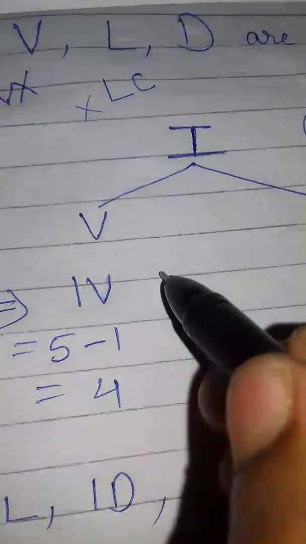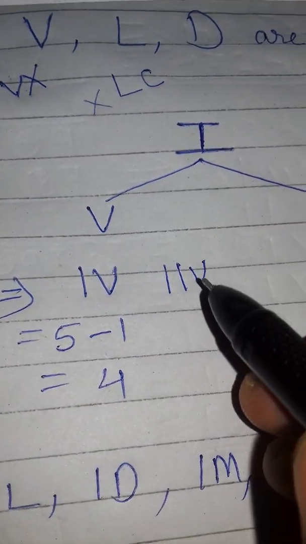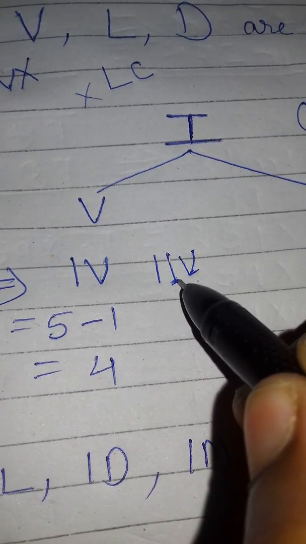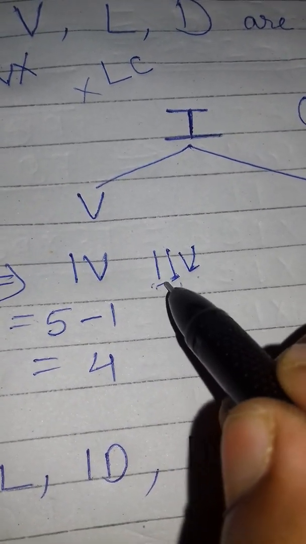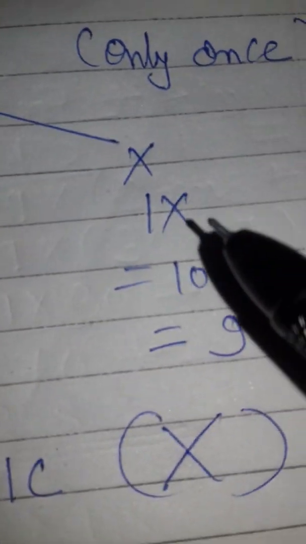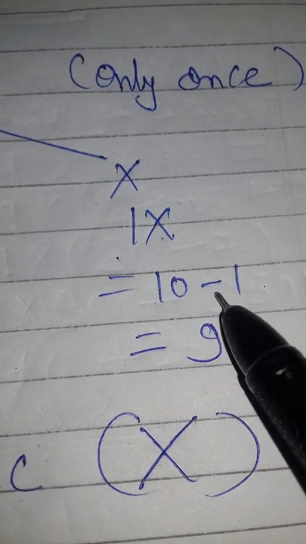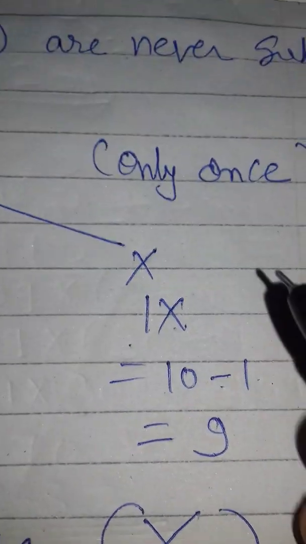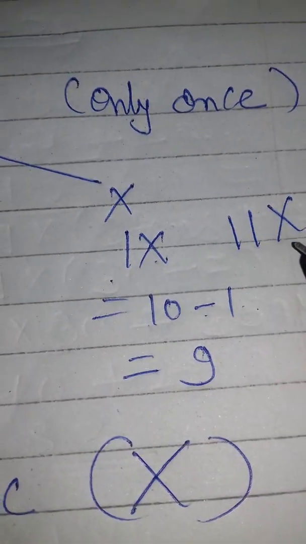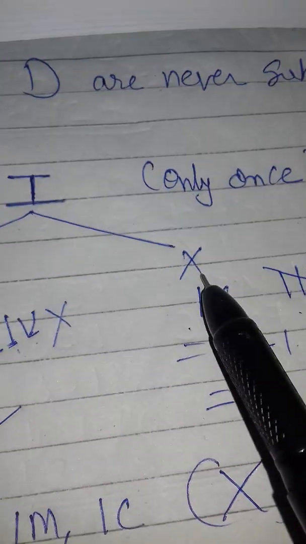But we cannot write IIV. Okay? Because from these symbols we can subtract I only once, not two times. So this is wrong and this is correct. Similarly, if I subtract I from X, it means 10 minus 1 is equal to 9. But if I write IIX, this subtraction is wrong. This is not correct. You can subtract the symbol I from V and X only once.